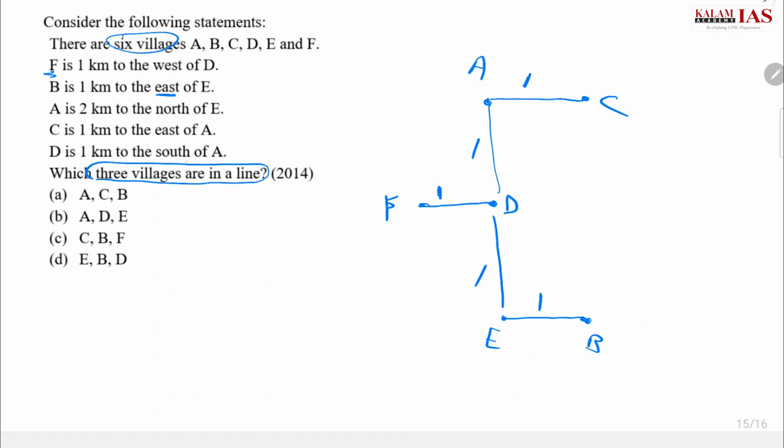D is 1 kilometer to the south of A. Here is A, D is 1 kilometer south of A. Which 3 villages are in a line? So from this we can see A, D, E. They all 3 are in a single line. F, C, B are at different places. So the answer will be A, D, E. Option B.